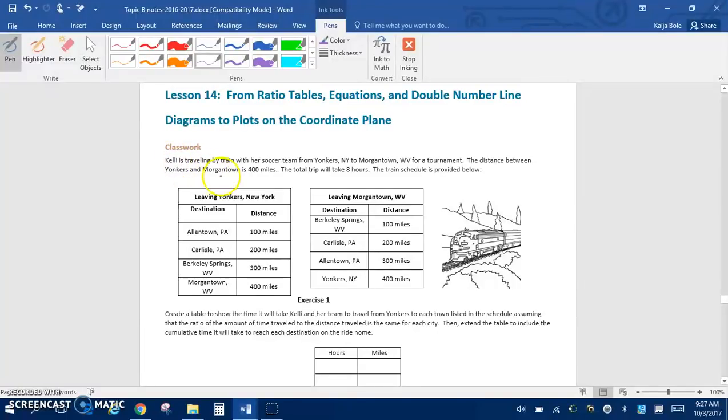It says Kelly is traveling by train with her soccer team from Yonkers, New York to Morgantown, West Virginia for a tournament. The distance between Yonkers and Morgantown is 400 miles. The total trip will take 8 hours. And then the train schedule is provided below.